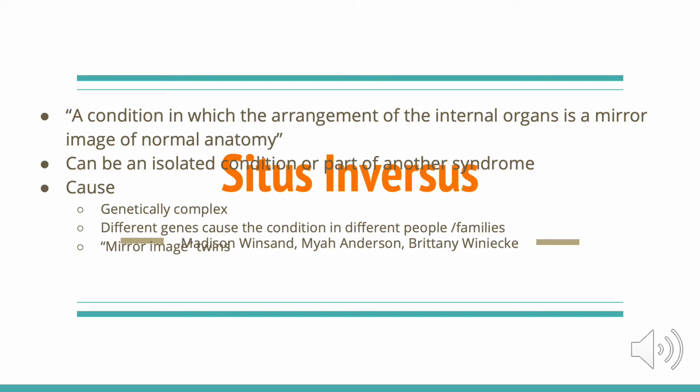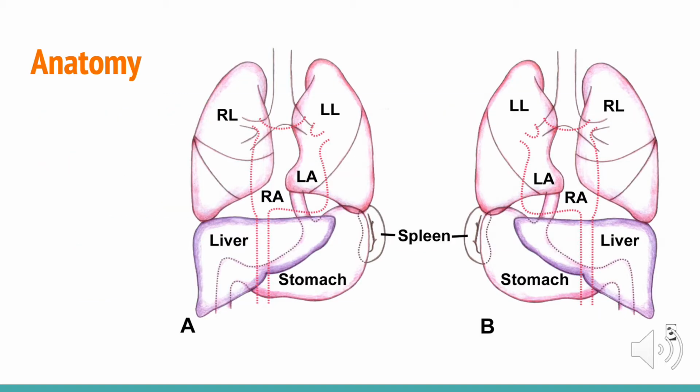Mirror image twins is another potential cause, when one twin has a typical anatomy and one has situs inversus. This happens when the fertilized embryo splits later than usual during pregnancy. Here's the anatomy. On the left you can see a typical anatomy, and on the right is the situs inversus anatomy. As you can see, the image on the right is a mirror image of the anatomy on the left.